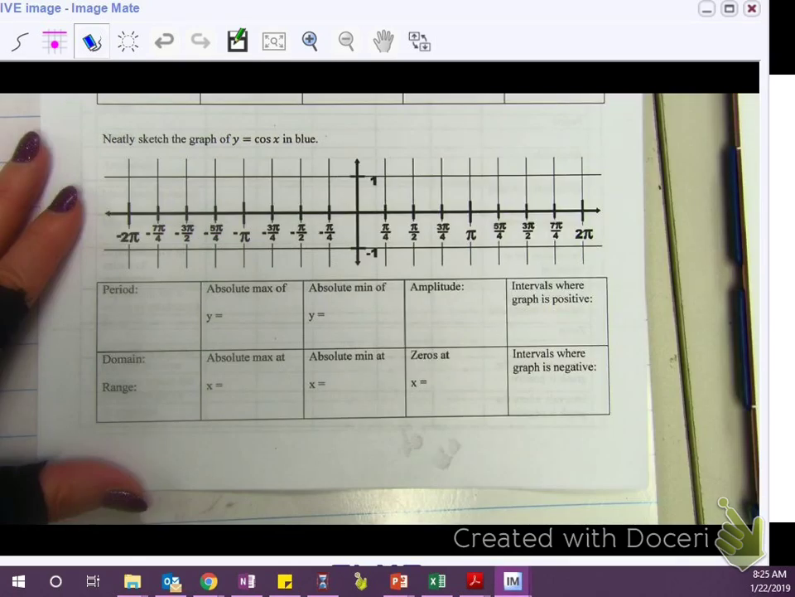So for my cosine graph, cosine starts at 1. Here's pi over 2. Like this. So, whoops. Okay. So it froze.